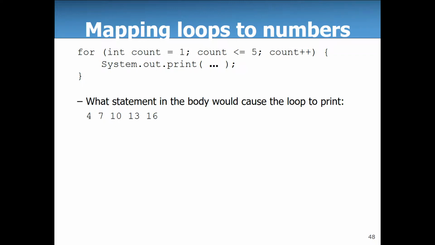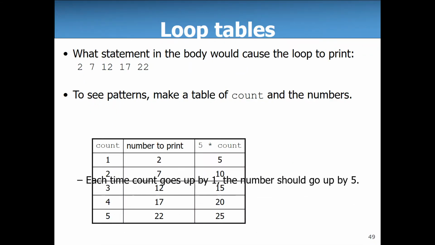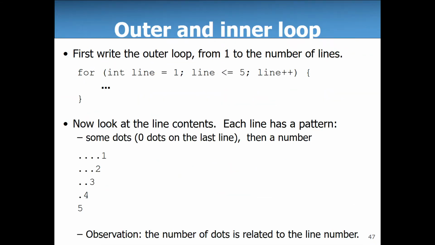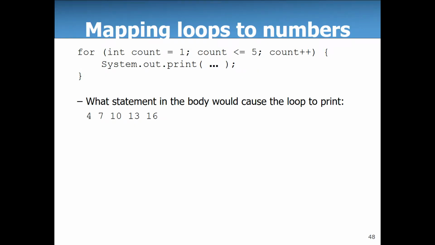So now they've got, let's see, mapping loops to numbers. Suppose we have this outer loop right over here. For int count is equal to 1, count is less than or equal to 5, count plus plus. System.out.print ... What statement in the body would cause this loop to print 4, 7, 10, 13, 16, right?